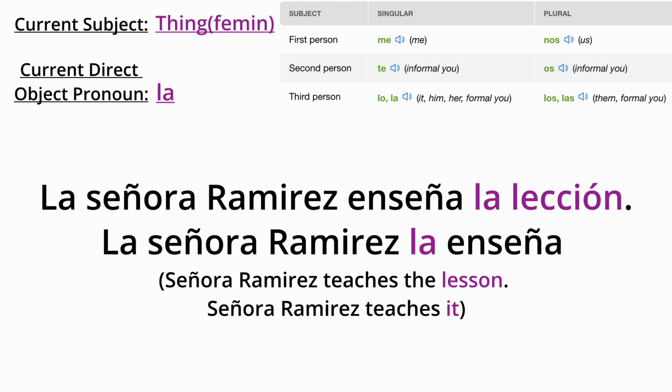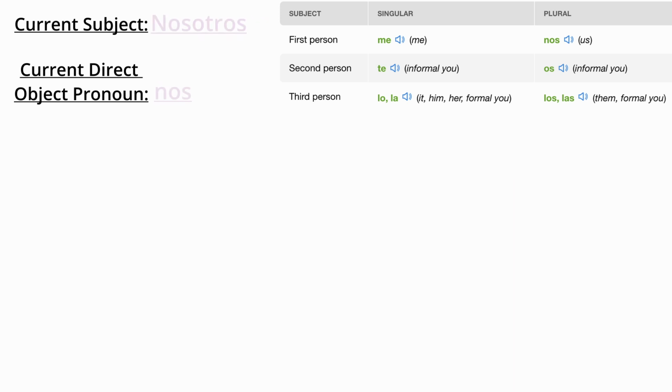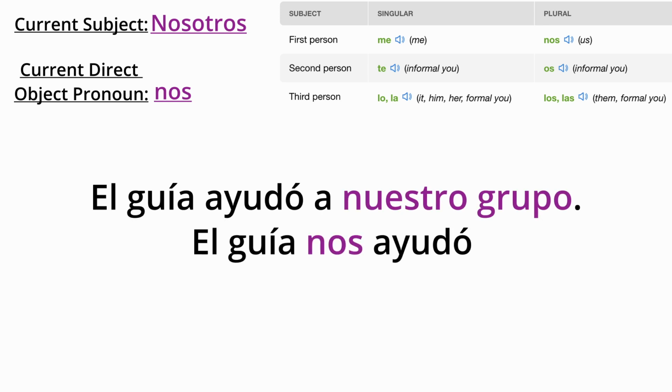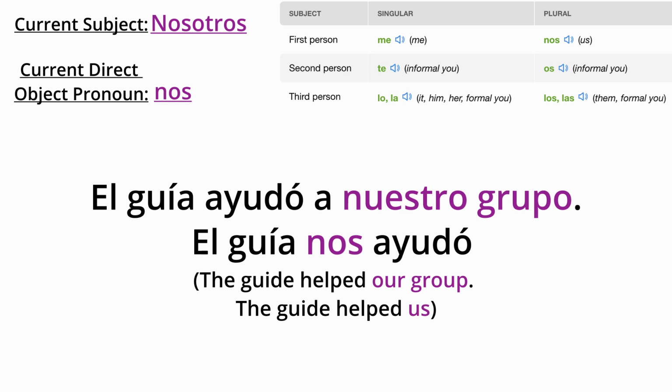A lesson, which means that the lesson is a direct object of the sentence, and since the lesson is a feminine word, that means we have to replace it with la. The next example will just take a second. El guía ayudó a nuestro grupo. El guía nos ayudó. The guide helped our group. The guide helped us. Hope that makes sense.